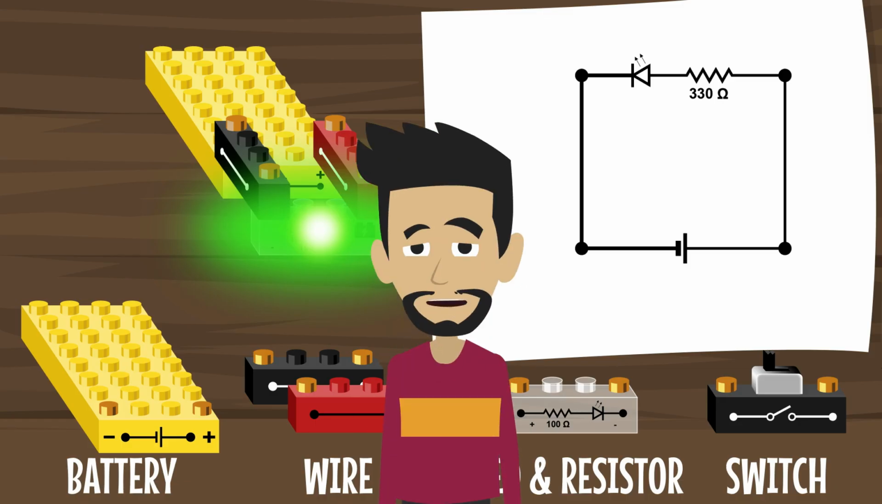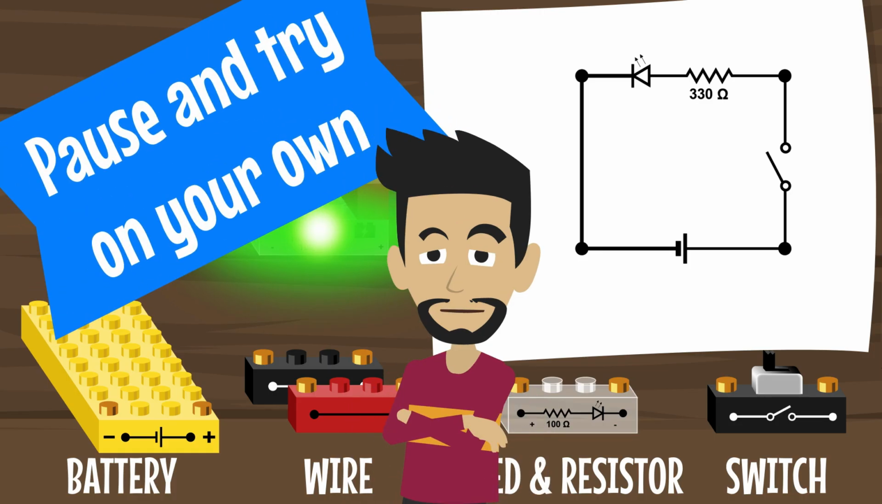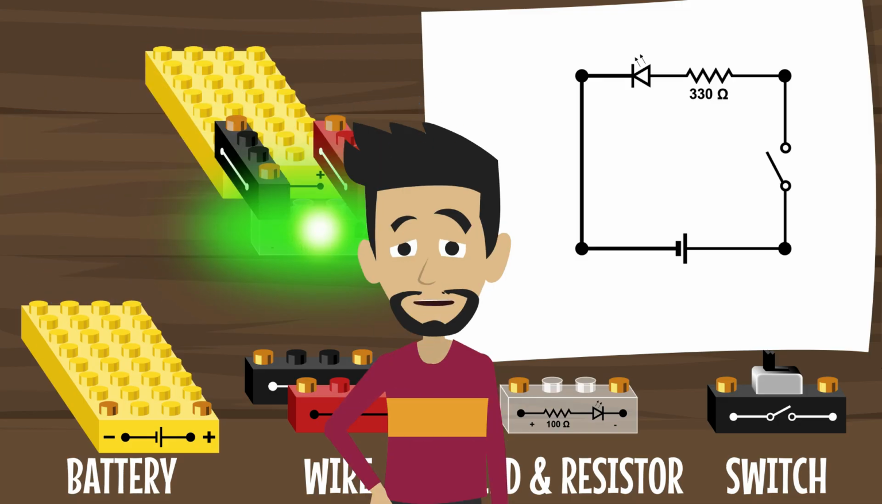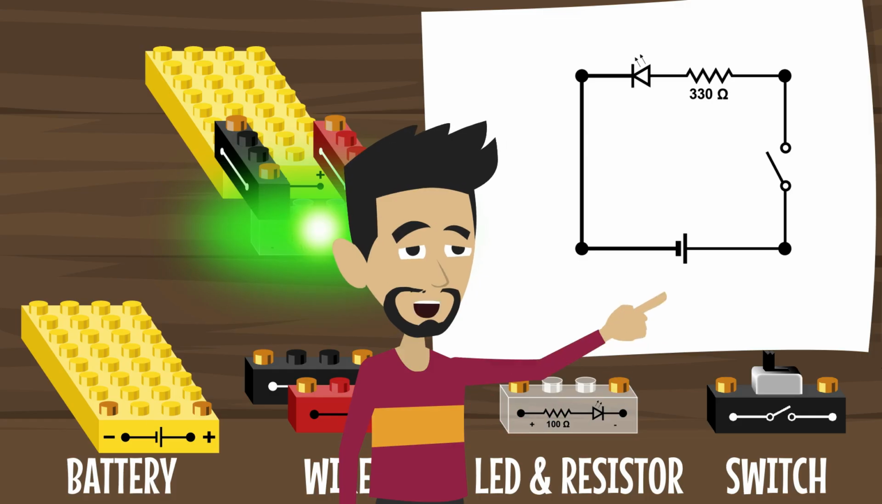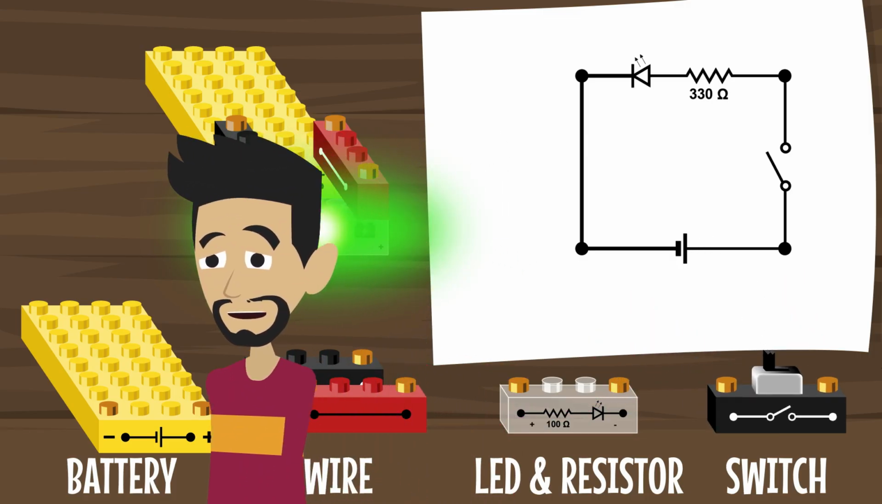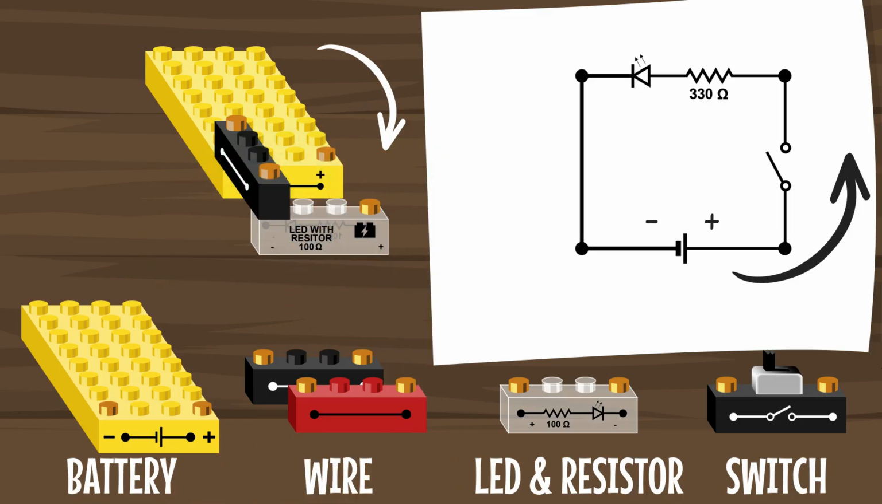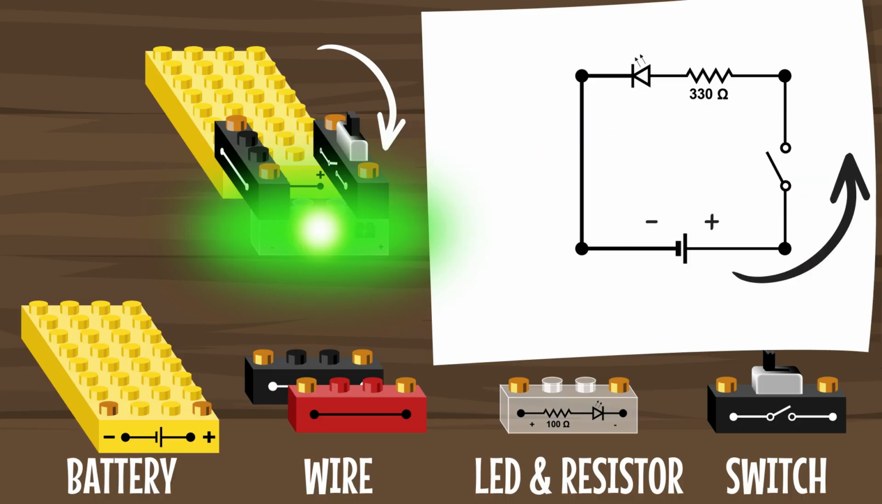Now let's add another block that'll give us some control over the light. See if you can find the new component in the circuit diagram and install it on your SparkBlocks circuit. If you identified the symbol as a switch, you'd be correct. If you haven't yet, grab the switch block and install it in the circuit. By examining the diagram carefully, we can see that the switch is on the positive side of the circuit, meaning we'll swap it with the red wire block. We can now turn the light on or off using our newly installed switch.